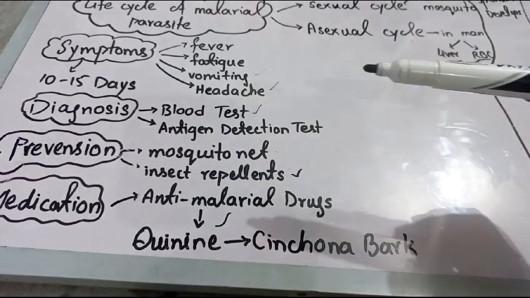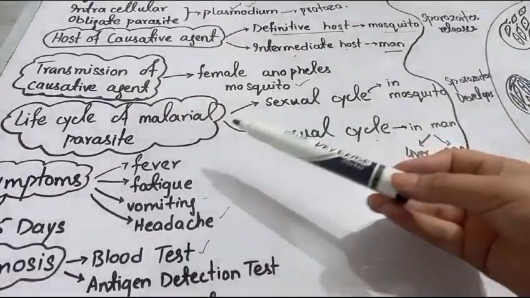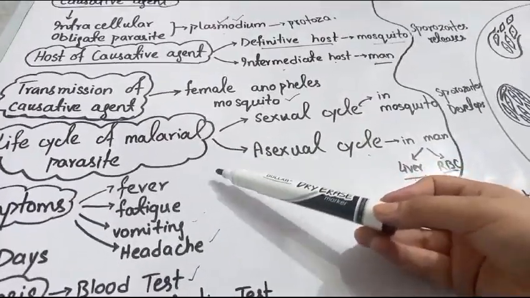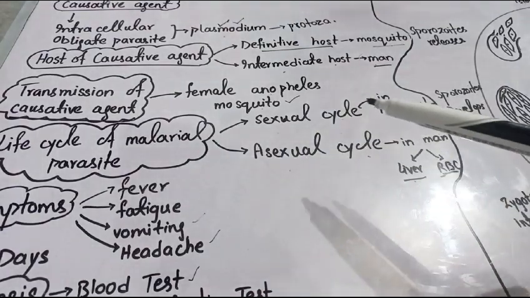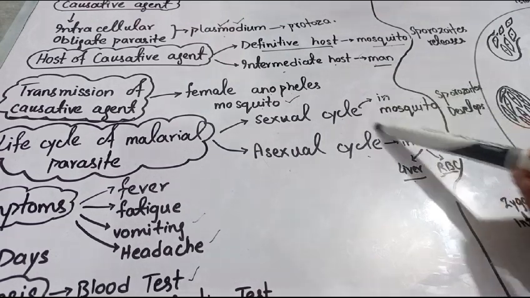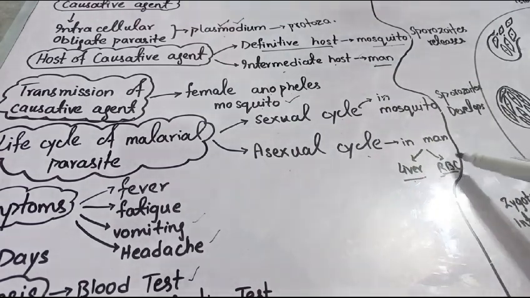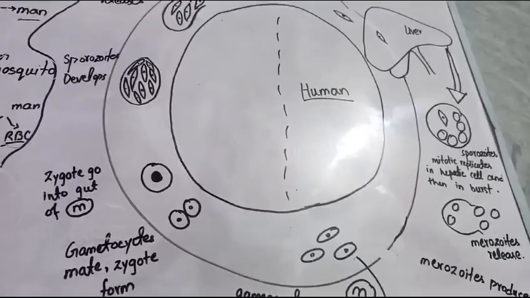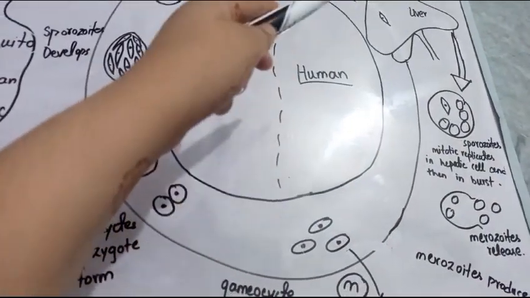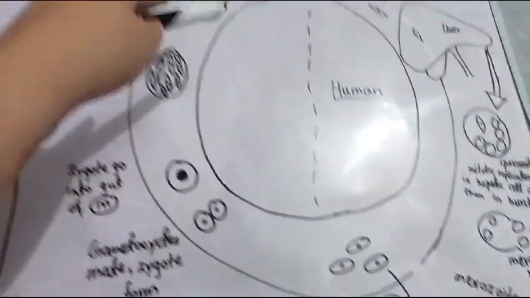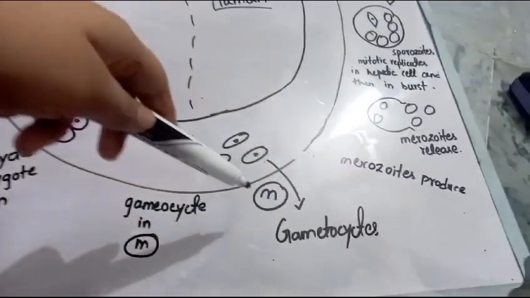Now, after discussing the whole information about malaria, I want to share the life cycle of the malarial parasite. I want to share both of these cycles and how they occur inside the mosquito, as well as inside the human liver and the red blood cells. This diagram represents them: these are all the things happening inside the human, and these are all the things happening inside the mosquito. So let's start from that point.